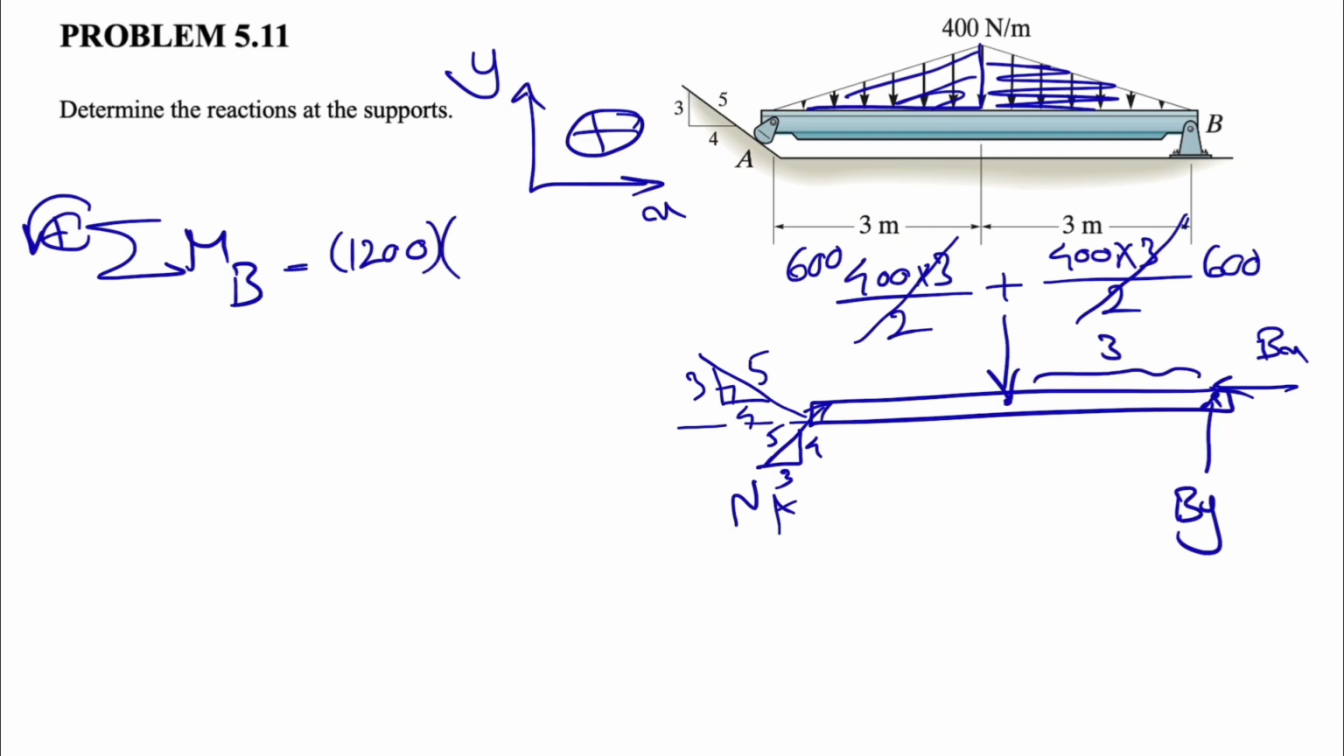And since it's a counterclockwise moment, it will be positive. So we have force times the perpendicular distance, which is 3 meters here. And that's the first part.